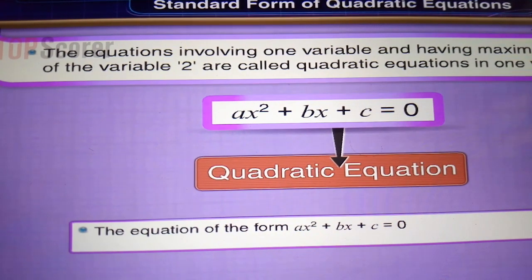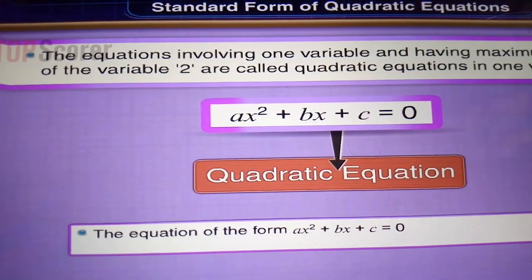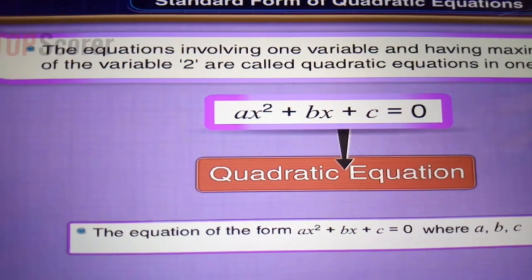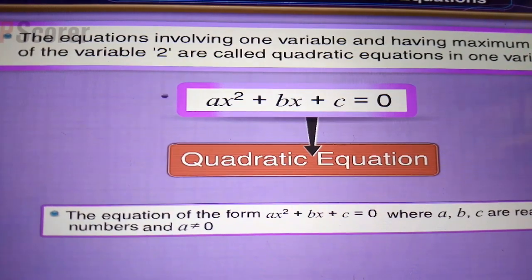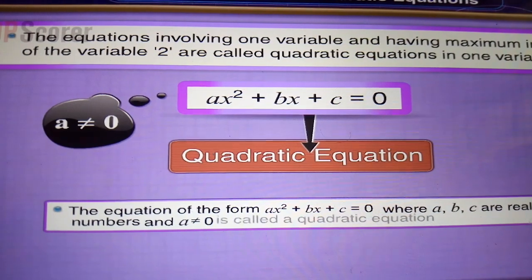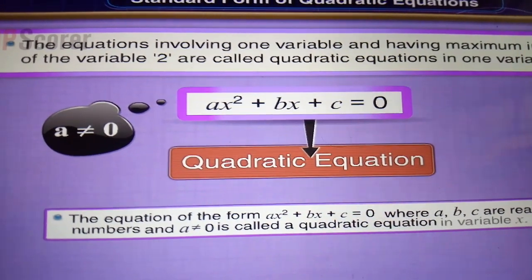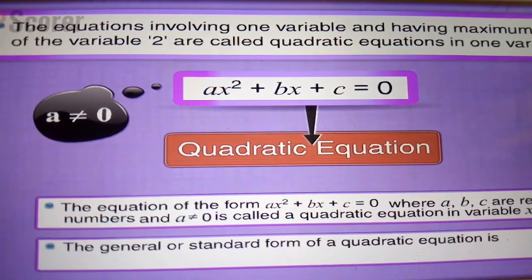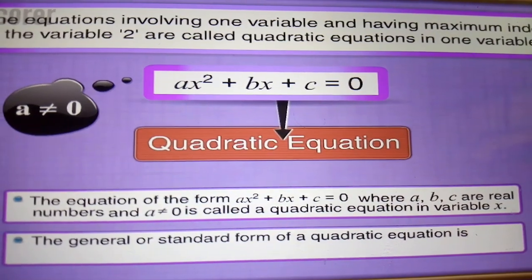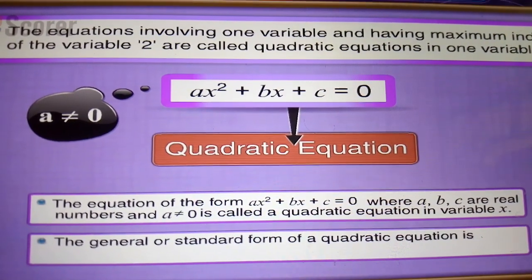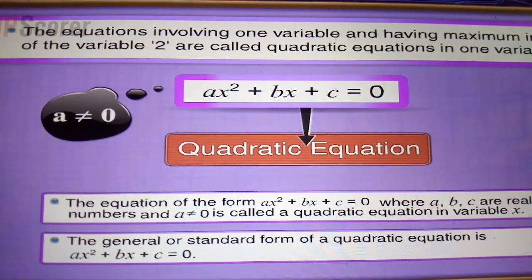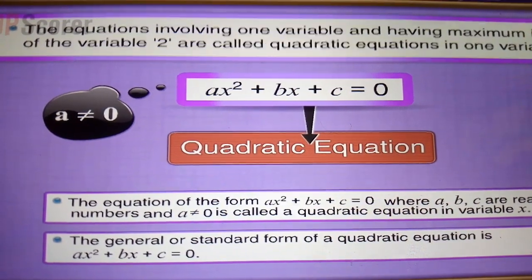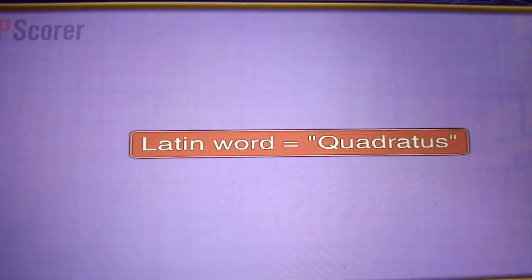In other words, the equation of the form ax square plus bx plus c is equal to 0, where a, b, c are real numbers and a is not equal to 0, is called a quadratic equation in variable x. The general or standard form of a quadratic equation is ax square plus bx plus c is equal to 0. The term quadratic comes from the Latin word quadratus, which means square.